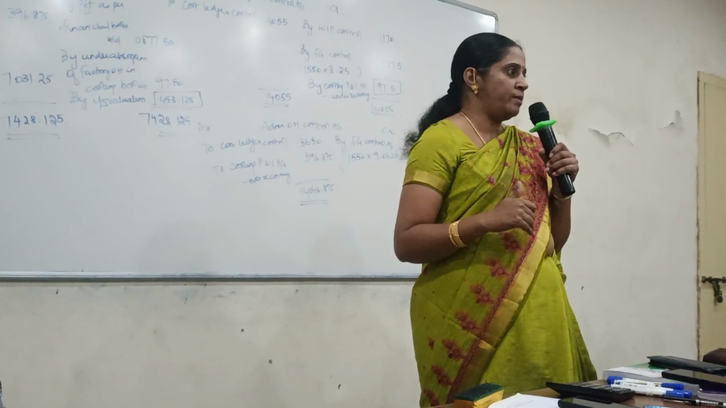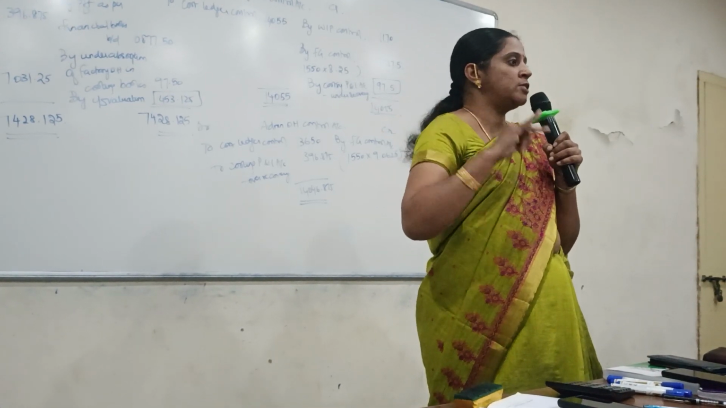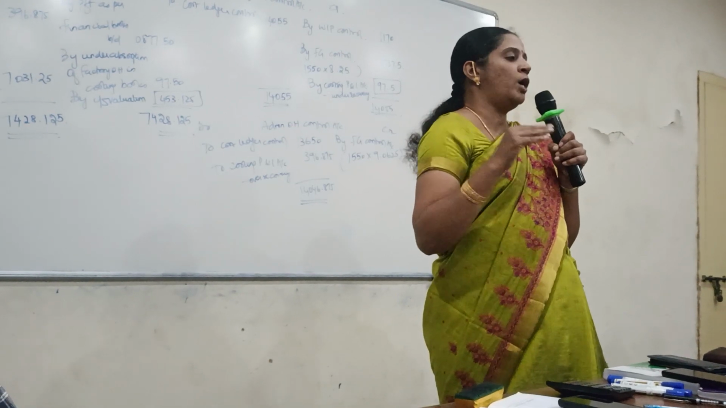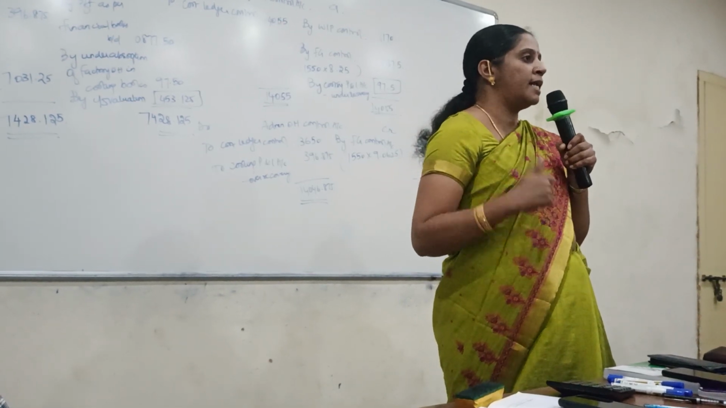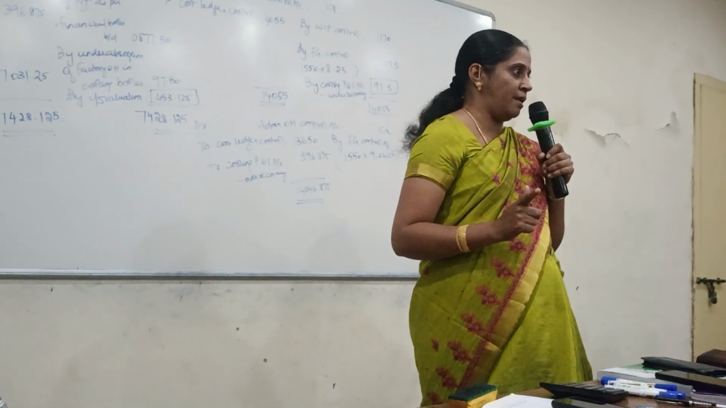Third step will be valuation, where you will find the value of transfer to next process, closing WIP, abnormal loss or abnormal gain. The last step will be preparation of process account, where it has to balance.